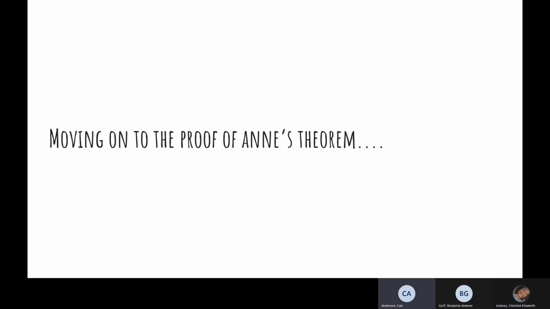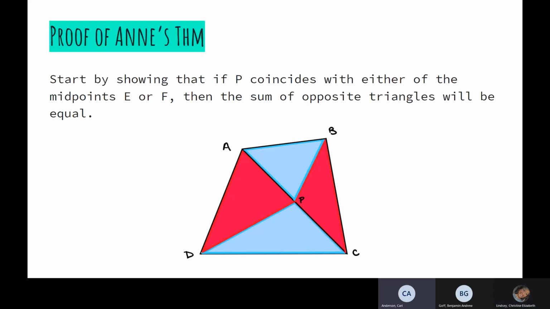Now that we have all the necessary pieces, we'll move on to the proof of Anne's theorem. First, we'll start by showing that if P coincides with either of the midpoints, E or F, then the sum of opposite triangles will be equal. In this image, opposite triangles are represented in the same color.